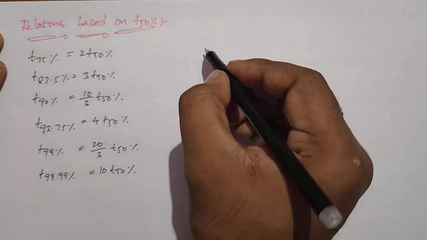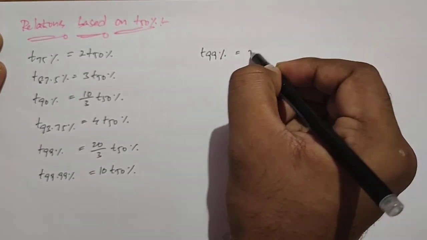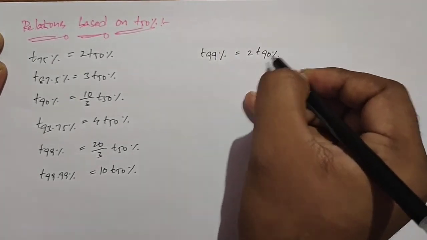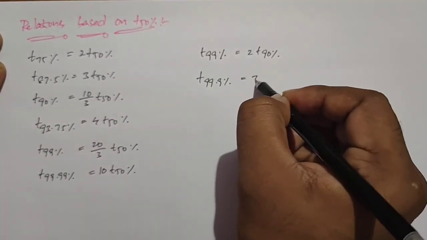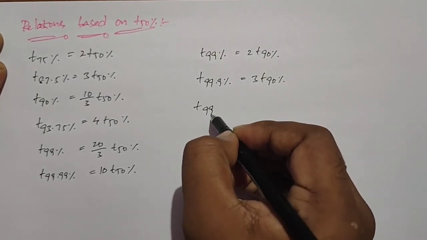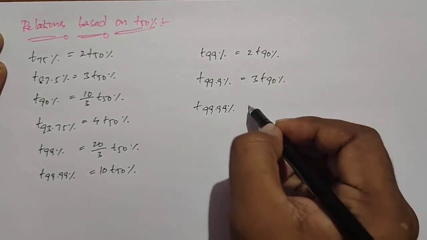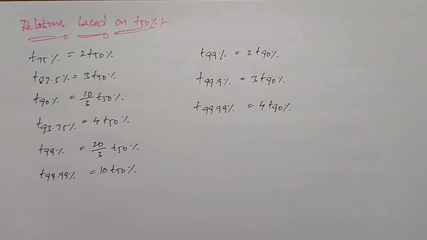Suppose T90 is given, in that situation we use T99 percentage is equal to 2T90, and T99.9 percentage is equal to 3T90, and T99.99 percentage is equal to 4T90 percentage. So these are the main relations based on half-lives of first order reactions.